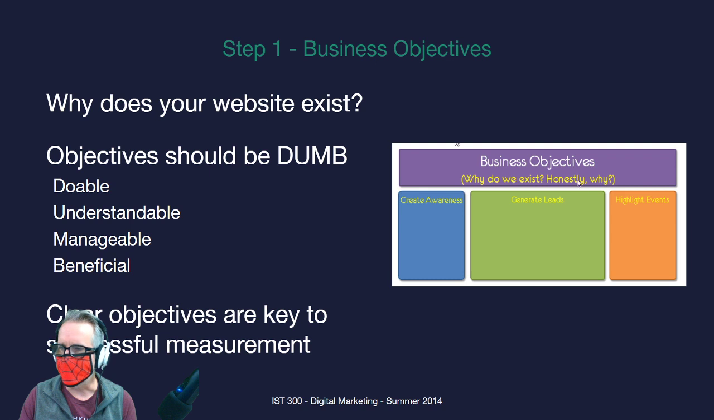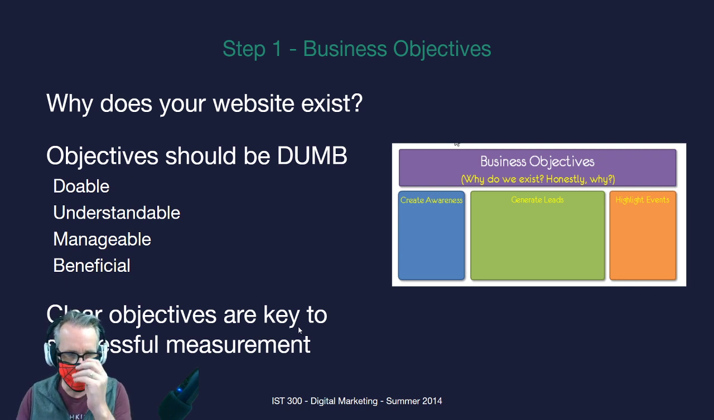Over here on the right-hand side, we'll see a little picture of how, when you first start setting up your business objectives, there's going to be more stuff underneath it. We're going to complicate this as we go along. But if you take it step by step, it's not too bad. So the first thing you're going to do is come up with some objectives. We got things like create awareness, generate leads, highlight events.